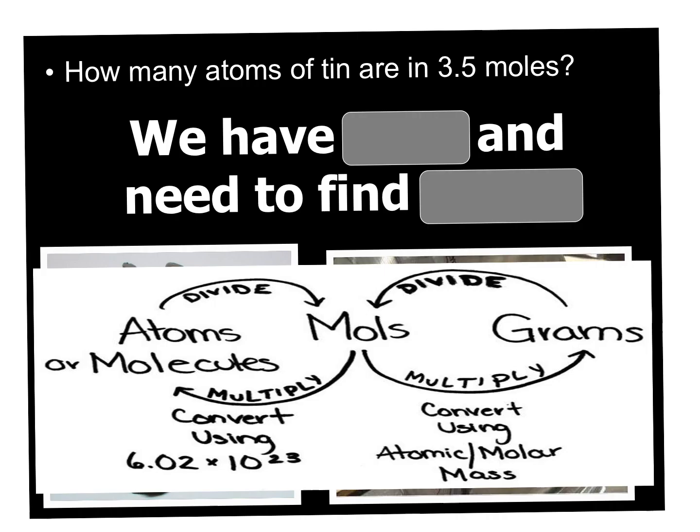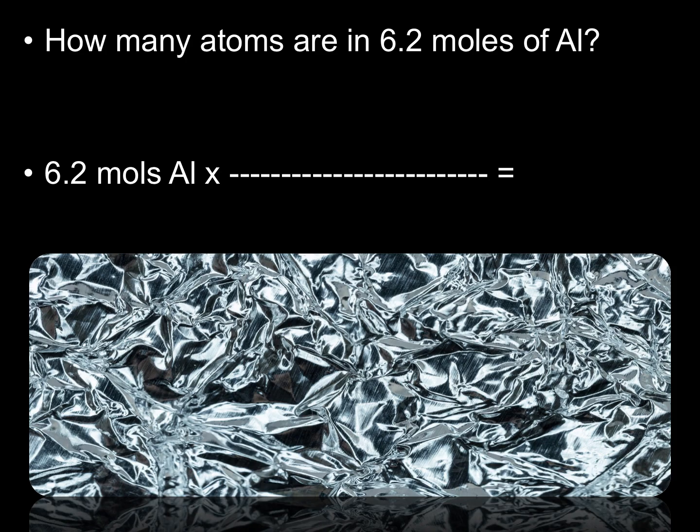So here's another practice problem for us. This time it wants to know how many atoms of tin are in 3.5 moles. So we have been given our moles, and we need to find out how many atoms that is. If we look at our conversion factors, we have our moles, so we're right here, and we need to find out how many atoms we have. So that means we're going to take our moles given, and we're going to use Avogadro's number to convert to our atoms. So here's what our setup looks like.